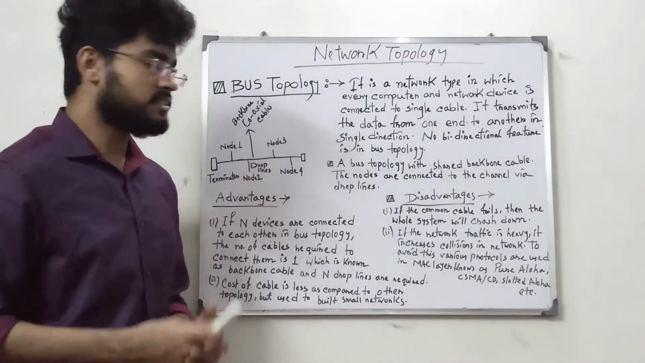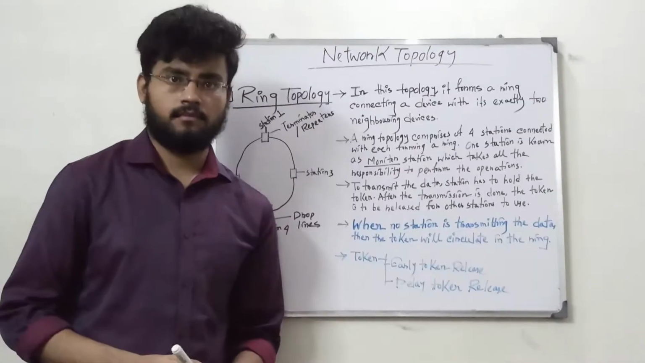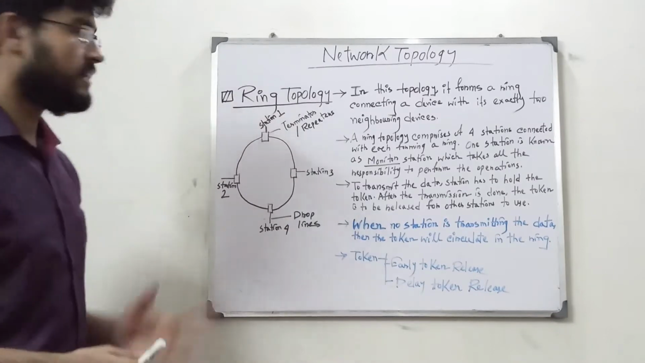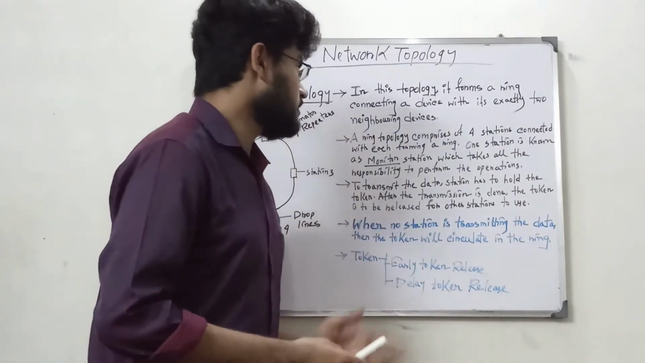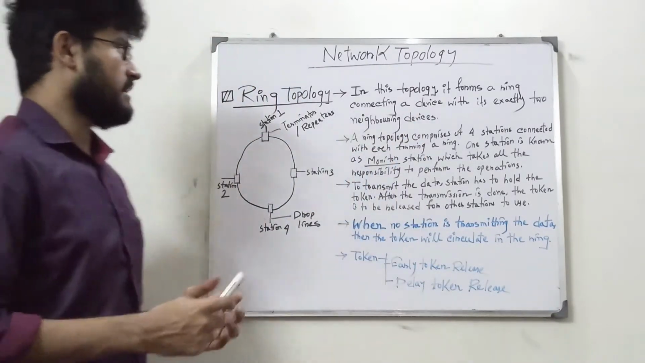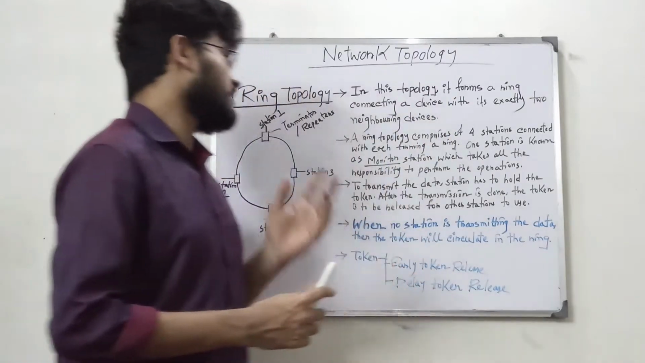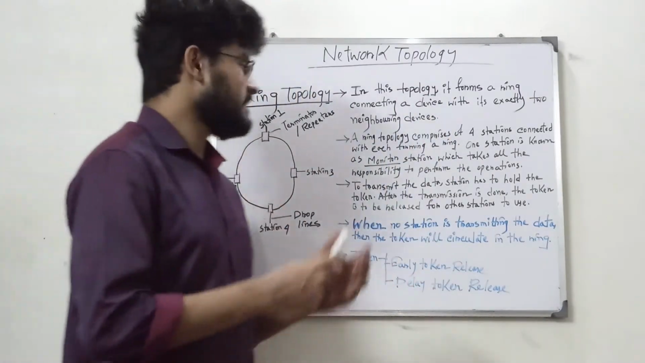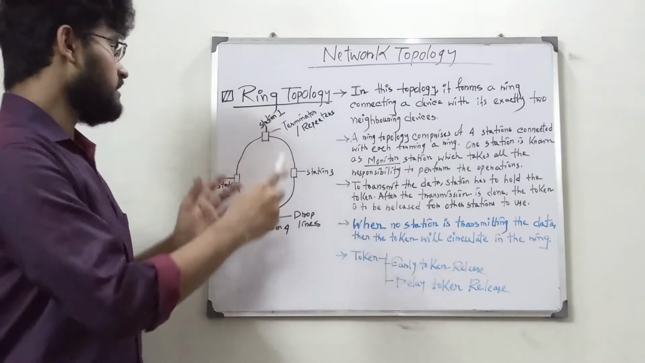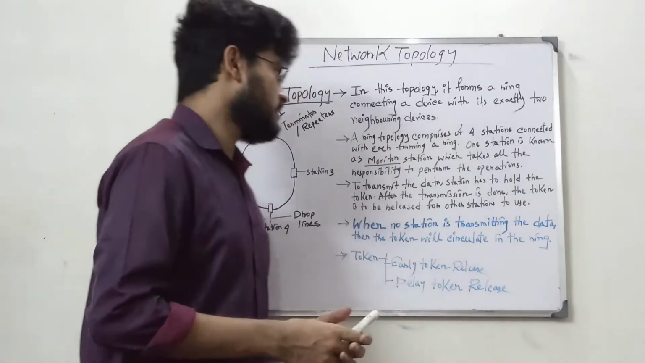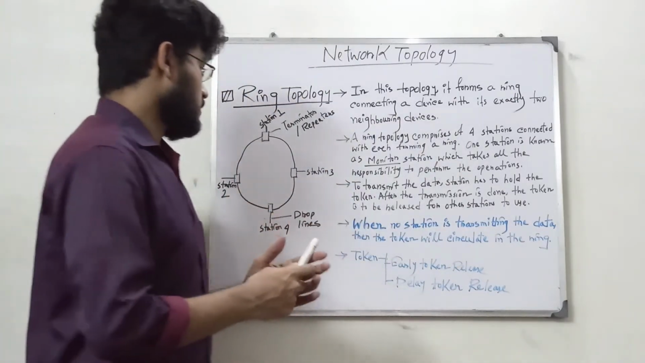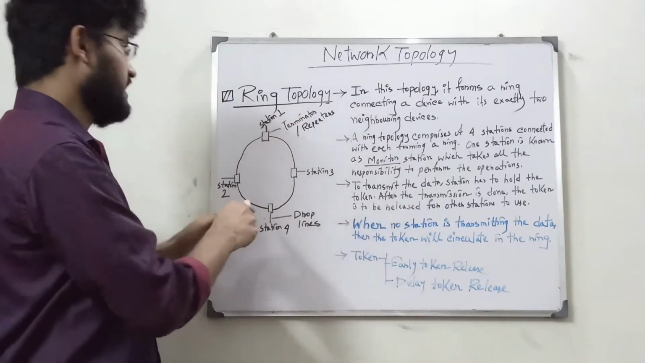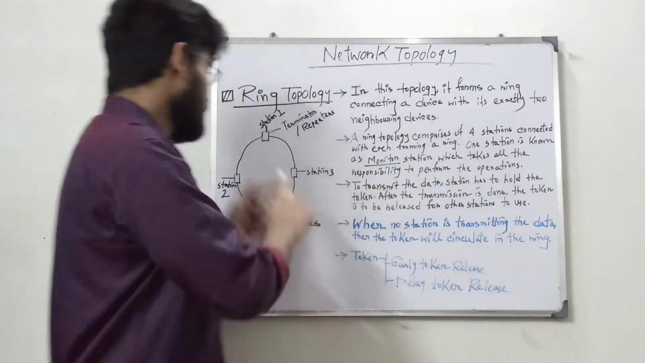Now we will see the ring topology. In the ring topology, it forms a ring connecting each device with exactly two neighboring devices. All the computers, devices or nodes are connected in the form of a ring. We will see in the picture that it forms a ring.